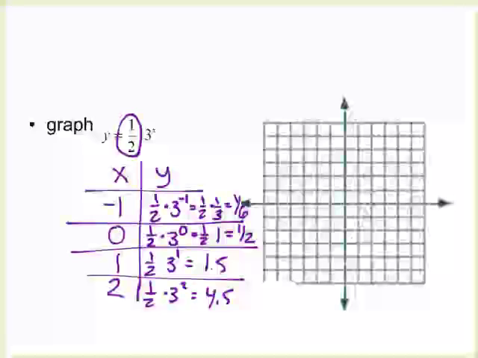Is it okay to get decimals for this? It's fine to get decimals because what we're going to do is plot these points on our graph. So if you think better in decimals than fractions, decimals are fine. So now we're going to plot these. Back negative 1, up 1/6, which just means a tiny amount. Don't worry about perfection on a 1/6 there. 0, a half. 1, 1.5. And 2, 4.5.